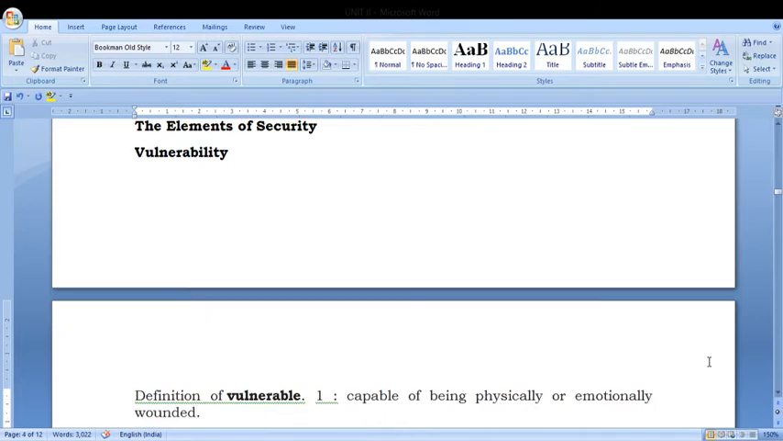Okay, the elements of security. Actually, this is a very important topic in the second unit: vulnerability. First we have to define vulnerability: capable of being physically or emotionally wounded. So physically as well as emotionally; in the system also it has to be considered.